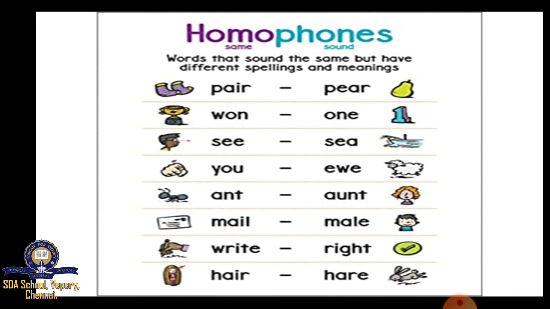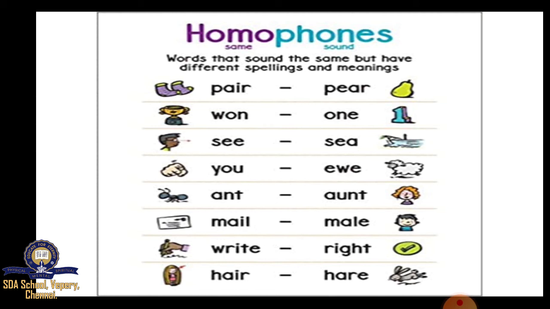Pair and pair. The first pair is the pair of socks, and the second pair you pronounce as pear. That is the fruit you eat. Second, won and one. The first one is victory. The second one is the number 1. Third, see and sea. Sounds alike, right? But the first see is you seeing or watching a television. The second sea is the water. That is the beach, the sea.